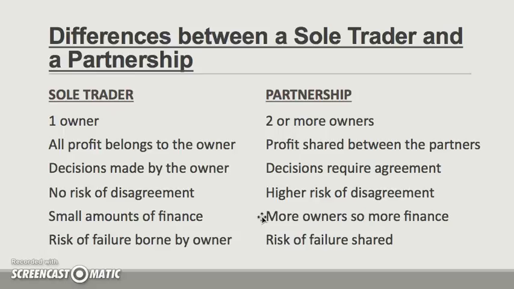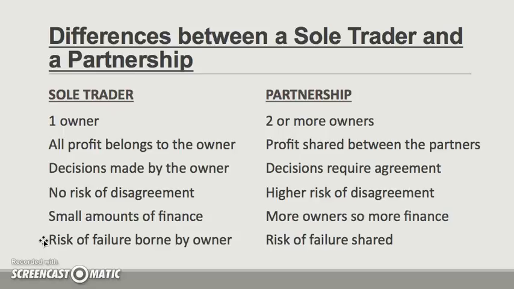But also because the size of the business is more valuable, the assets are more valuable, it means that a bank is likely to lend more money to a partnership business than it would to a sole trader, because there's more security, there's more collateral, the assets are there to be sold off in case the business doesn't pay back the loan. And then finally, what happens if everything goes pear-shaped?